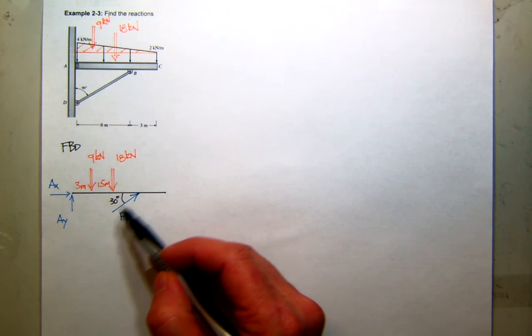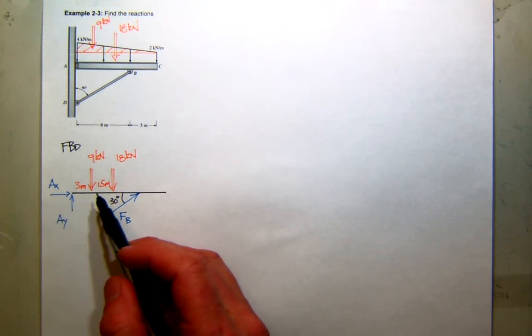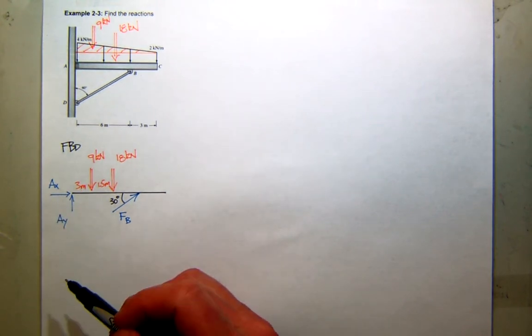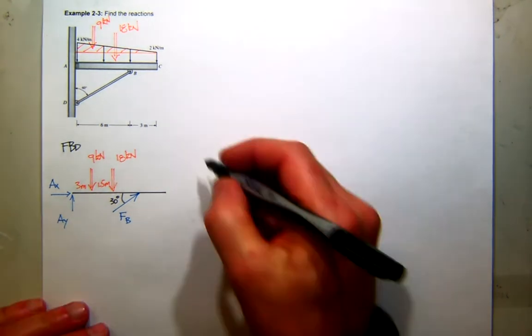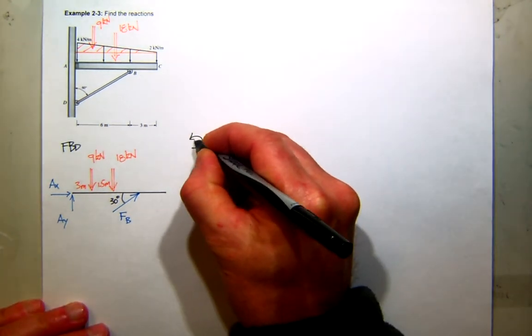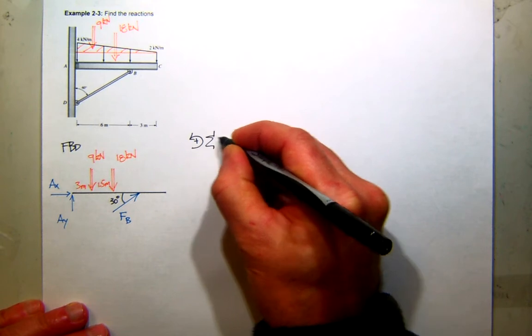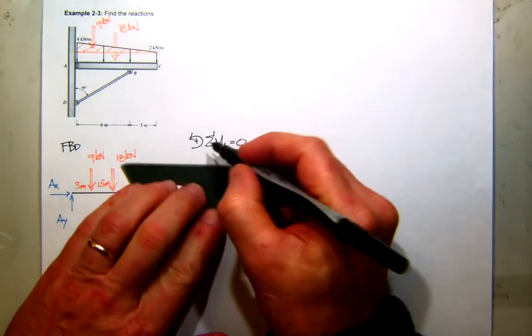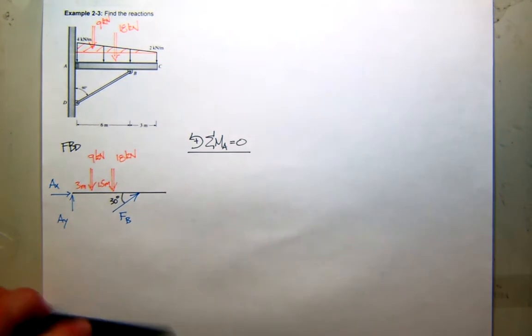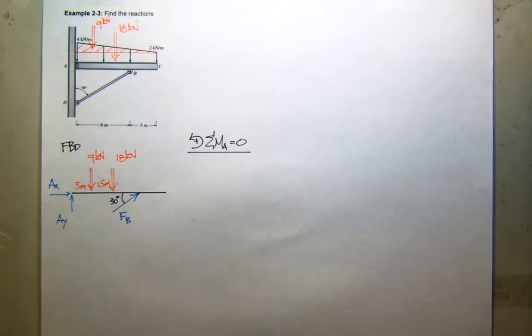Well, the force at B passes through B, and so does AX. I could get AY. But I'm going to follow the same strategy I had before. I'm going to sum moments using the right-hand rule. I'm going to sum moments at A, and make sure it's equal to 0. So there's my strategy. So let's apply it.